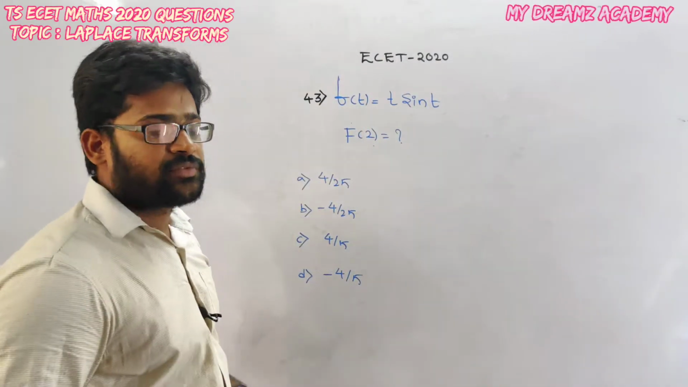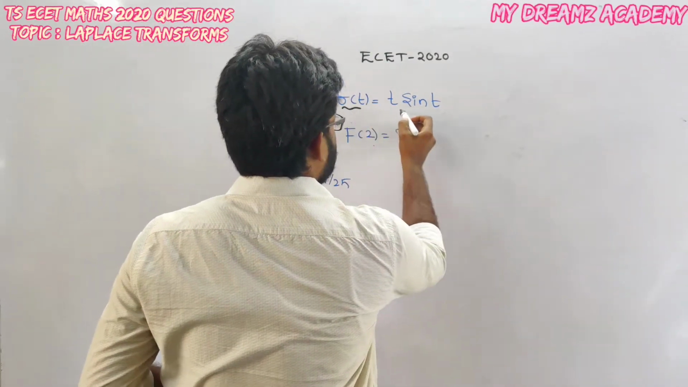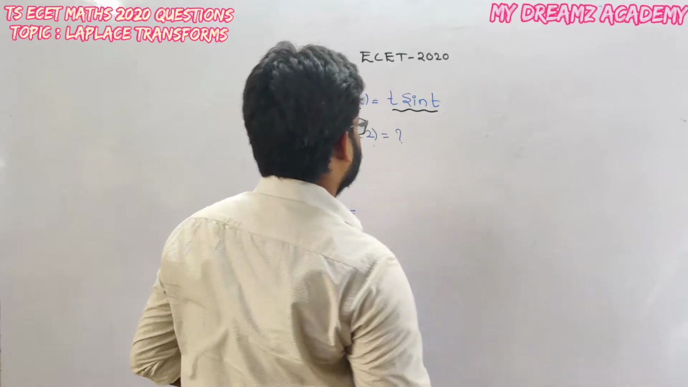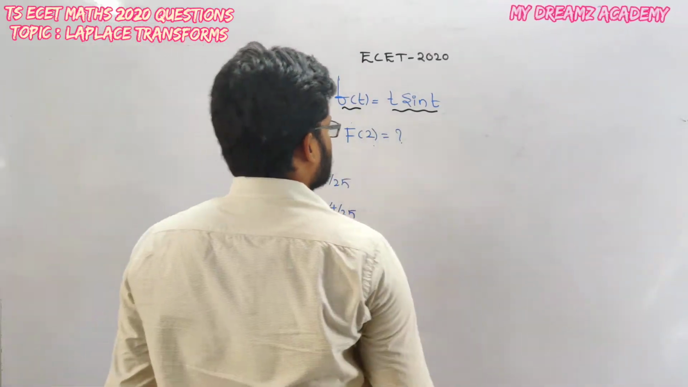Today we are going to see ESET 2020 questions. Topic is Laplace transform. f of t is equal to t sin t. Then we need to find f of 2.